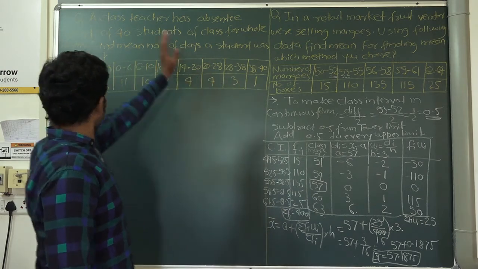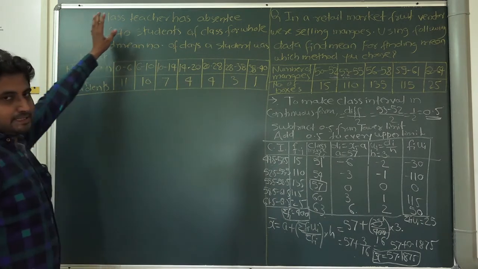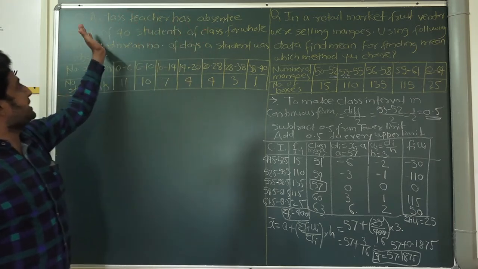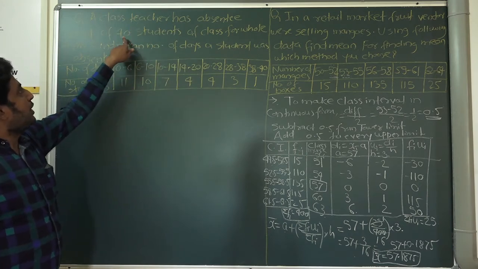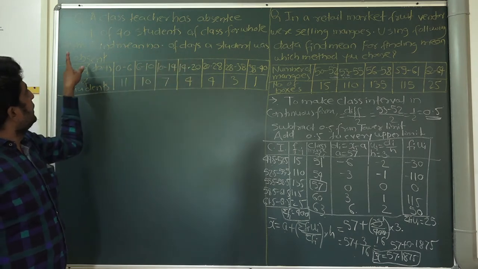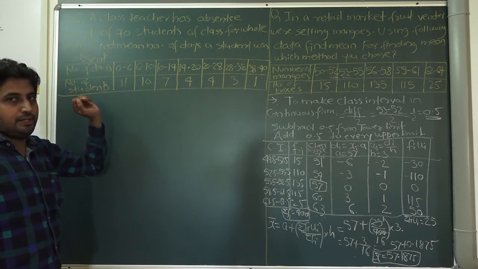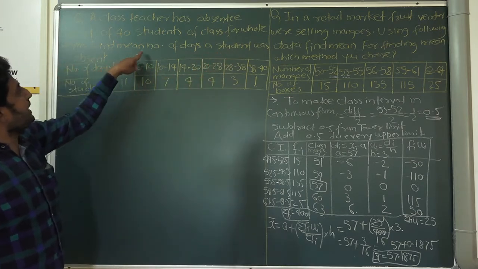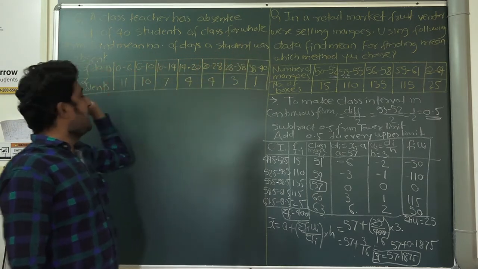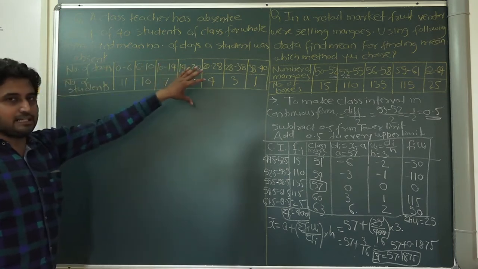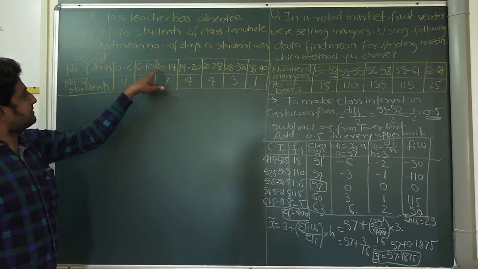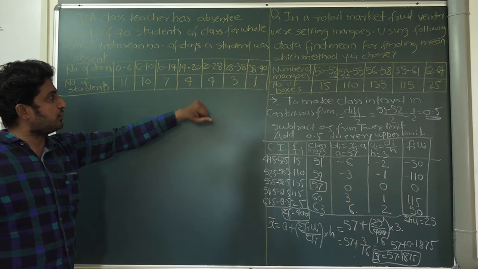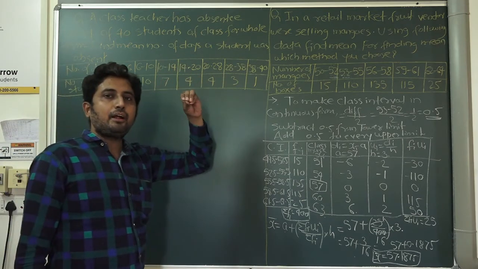Now, dear students, one more problem is there. A class teacher has an absentee report, the absentee record of 40 students of the class for the whole term. We have to find the mean number of days a student was absent. Now the data is given. If you observe, the class intervals are in continuous form, 0 to 6, 6 to 10, 10 to 14, and so on, so there is no need to use the correction factor.